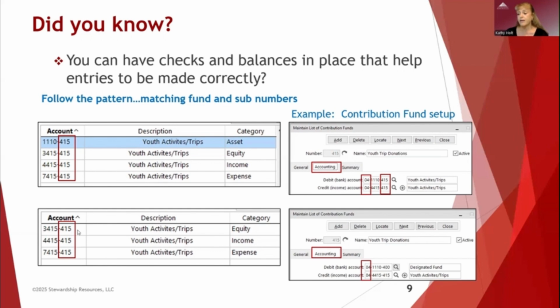Now, my second example, we haven't subbed out the bank for youth activities, which is fine. But over here, even though we're not matching the subs here, we have our banking, but we are matching the funds, 04 to 04. So you're going to follow that through any entry you make. You're going to have that check and balance for every single entry you make in PowerChurch.